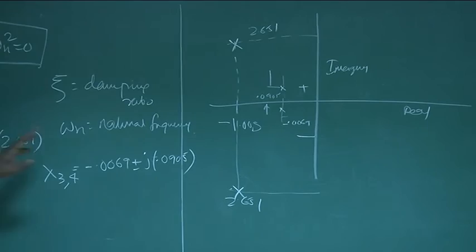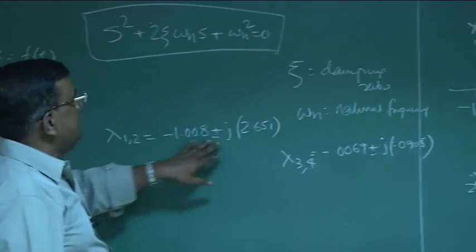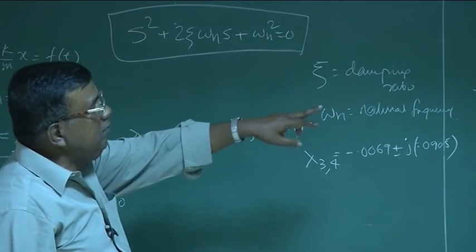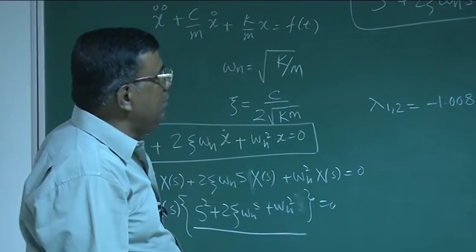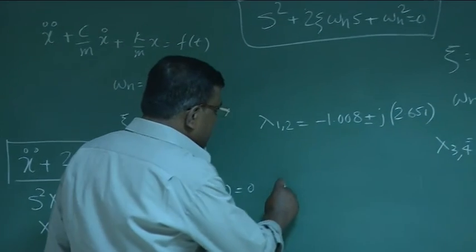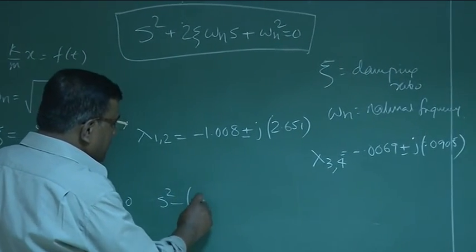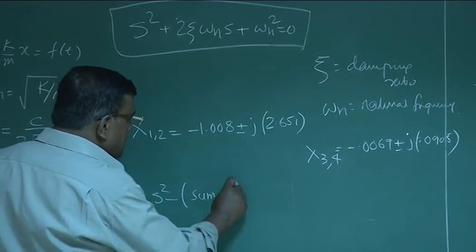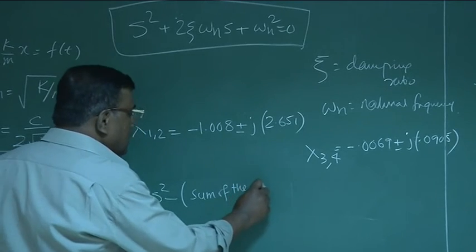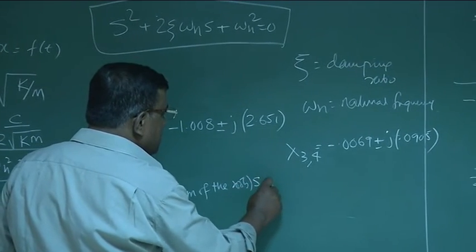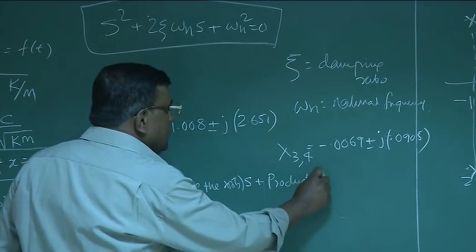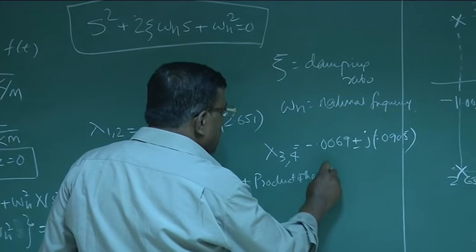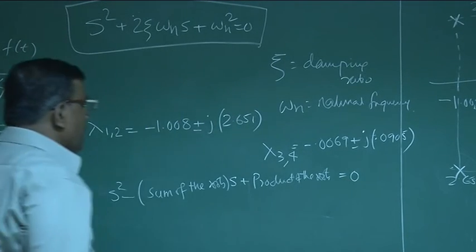So now I come back here. Whether it is given in that format or this format, I know it's a second order system. I can immediately form the equation. How can I form it? I say s square minus sum of the roots into s plus product of the roots is equal to 0, right?